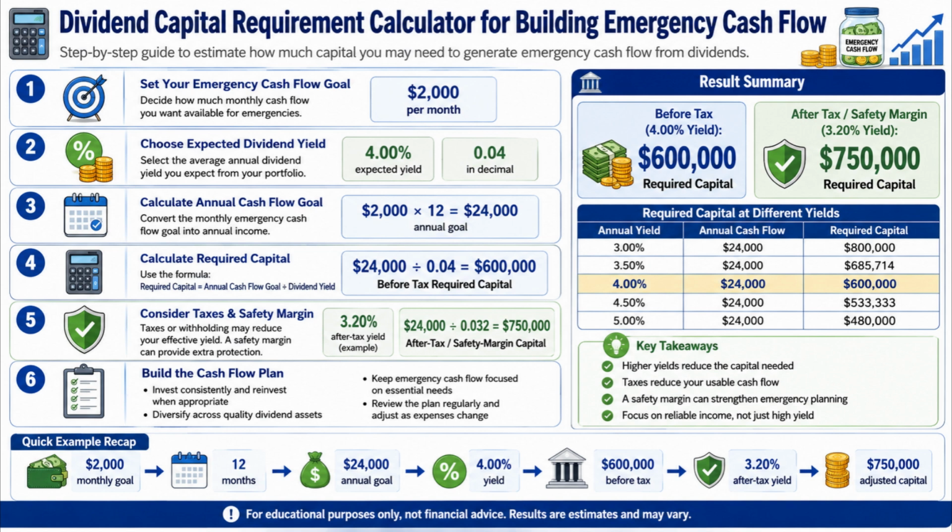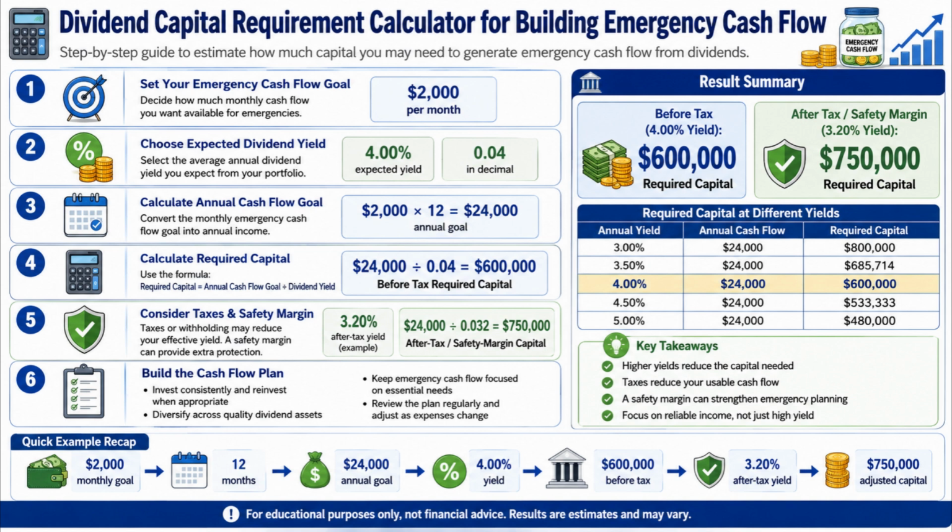In other words, while $600,000 may be enough before tax at a 4% yield, a more cautious plan may require $750,000 when the effective usable yield is reduced to 3.2%. This is why focusing only on the advertised dividend yield can be misleading if you do not also think about the income you actually keep.